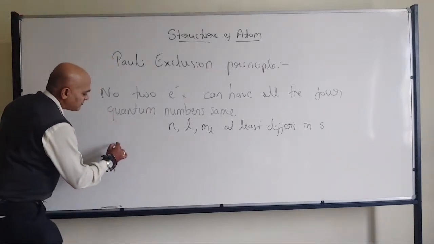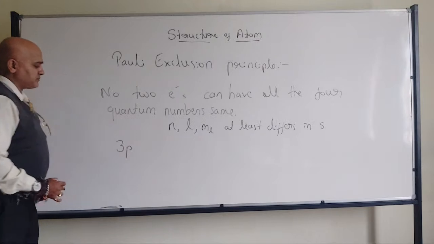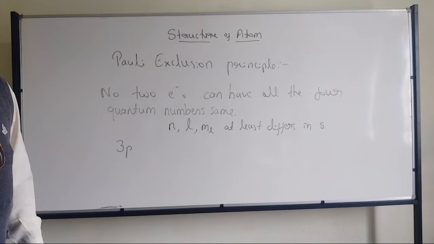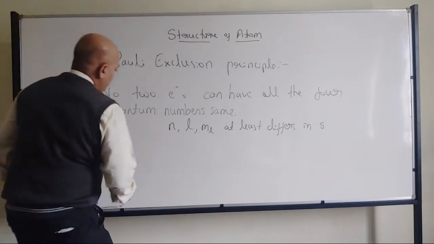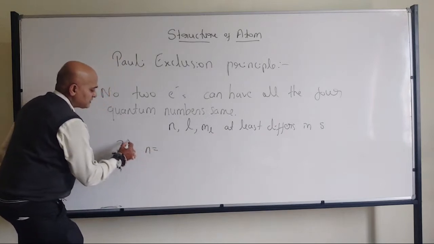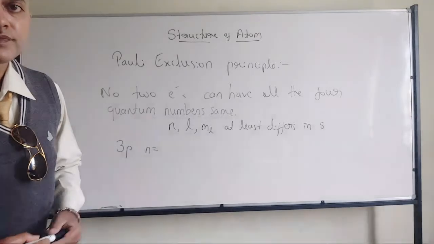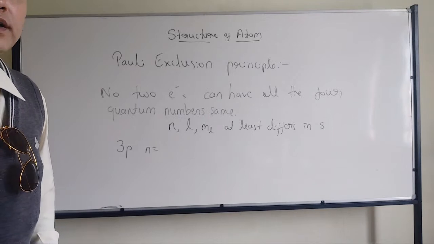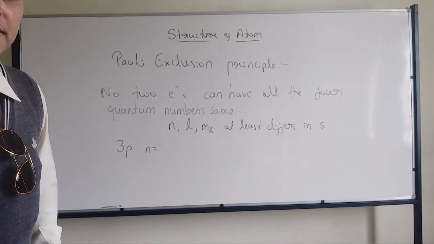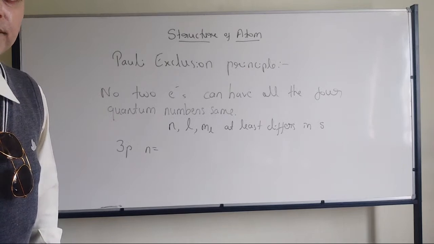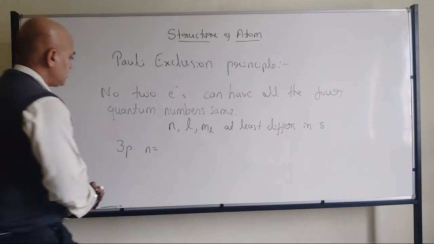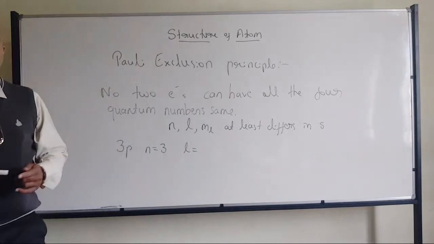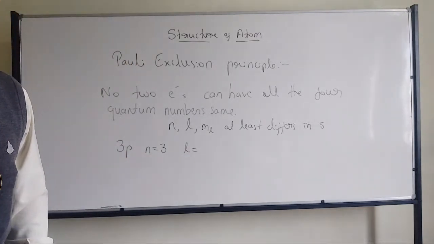See, for example, I have an electron present in 3p. In an atom, I have electrons which are present in the 3p subshell. Now, what is the n value for 3p? Yes, very good. So the n value is equal to 3. That means all those electrons which are present in 3p will have principal quantum number 3.